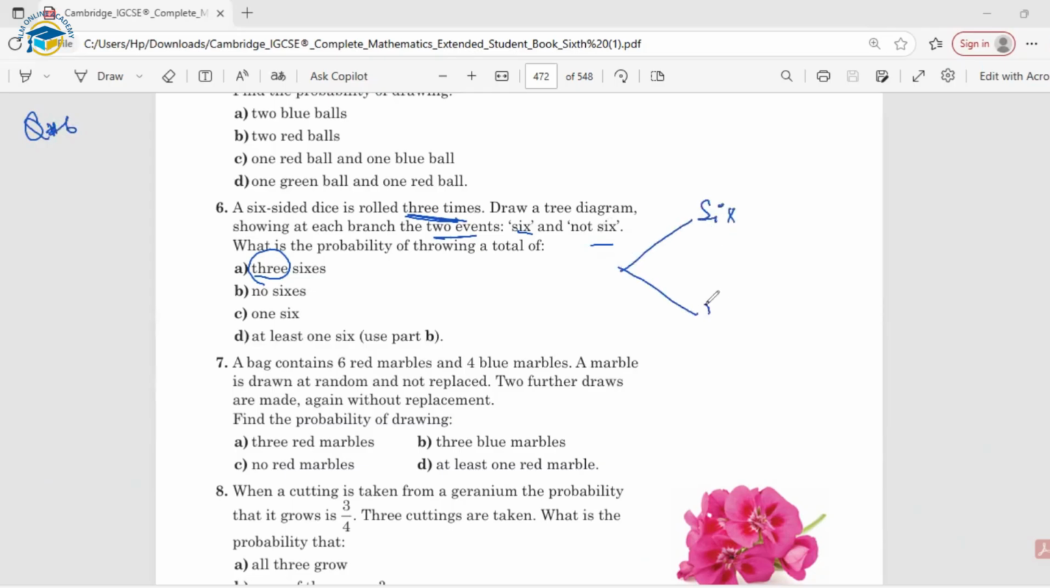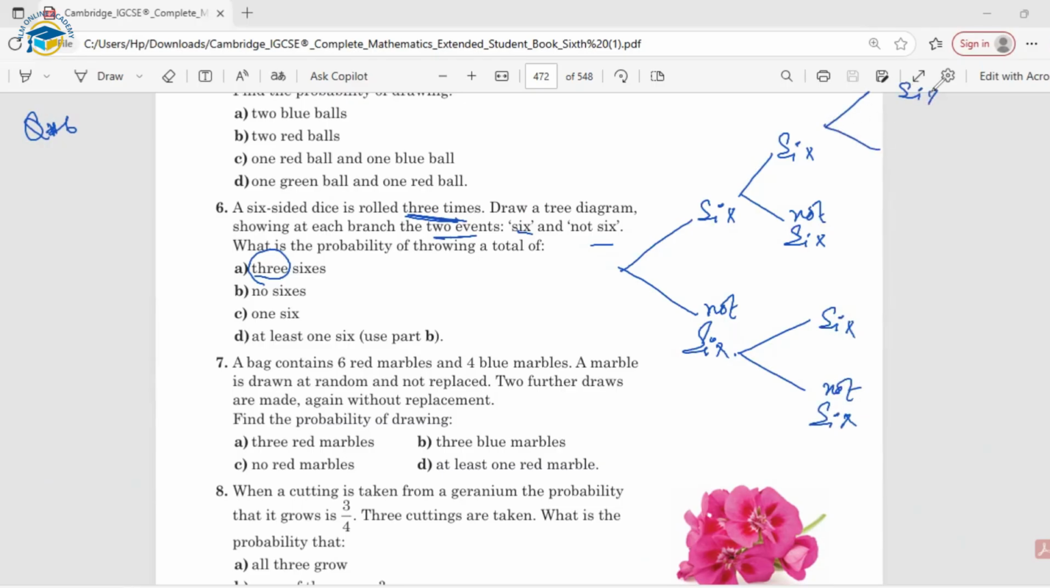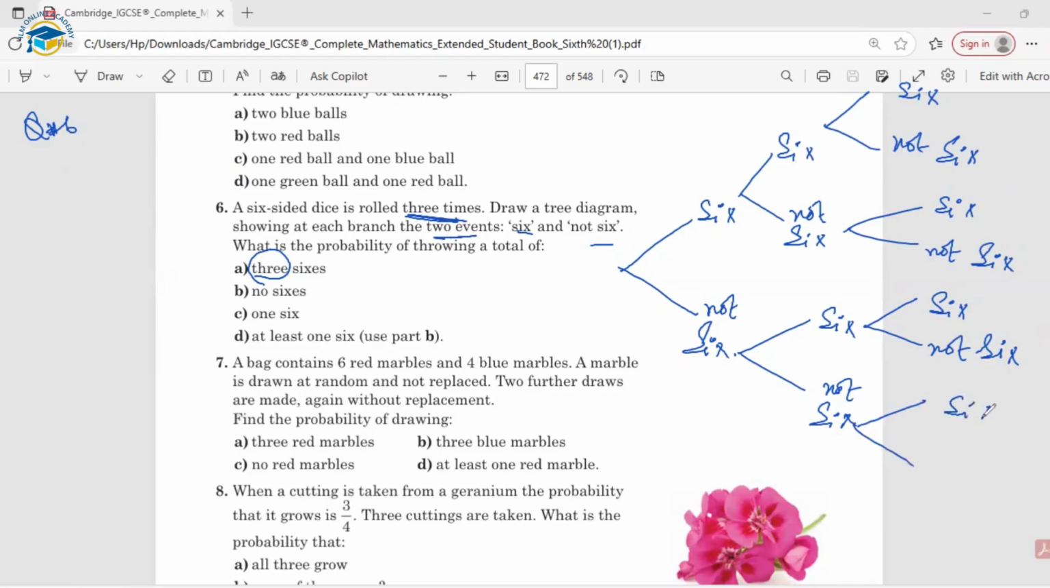getting a 6, getting not 6. First draw: 6, not 6. Again 6, not 6. Again 6, not 6. Here as well 6, not 6. Here as well 6, not 6. This is our third one. Okay, this as well will be with 6 and not 6. Now we will draw the possibilities.